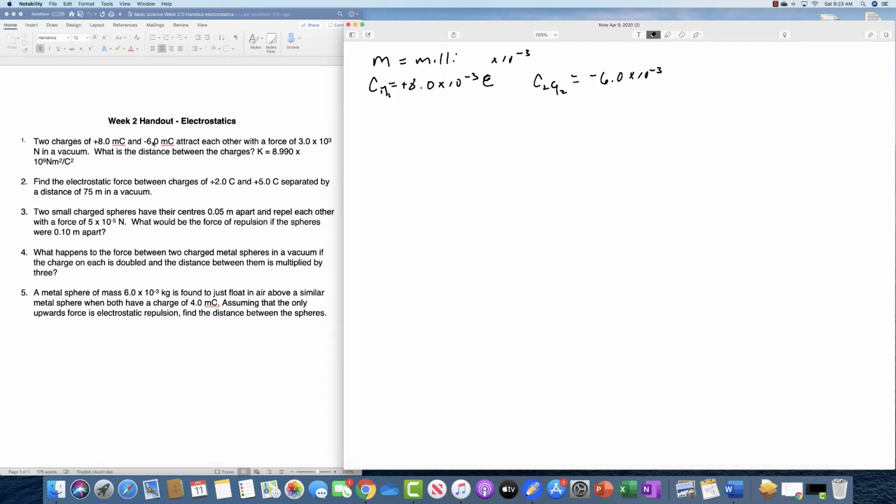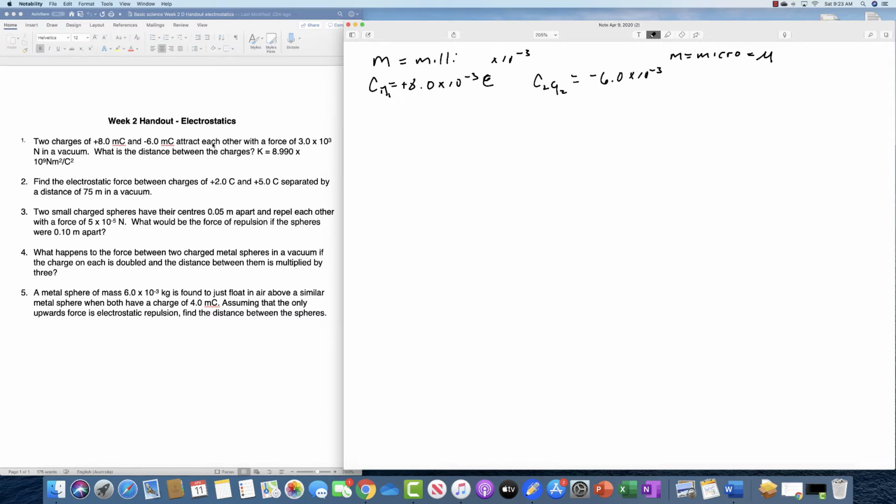Now, if you translated M as micro, normally I use the symbol mu to designate micro. But if you did that, this number and this number would be 10 to the minus 6 instead of 10 to the minus 3. And on the first one, I'll do both calculations, and then you can fix it.